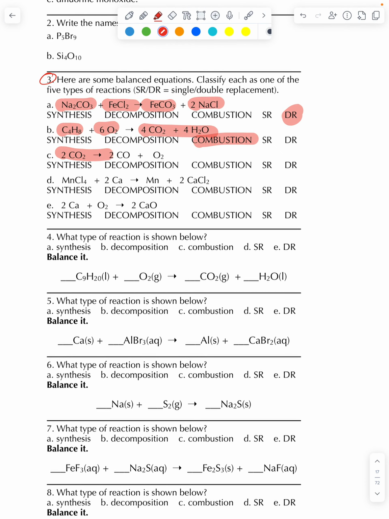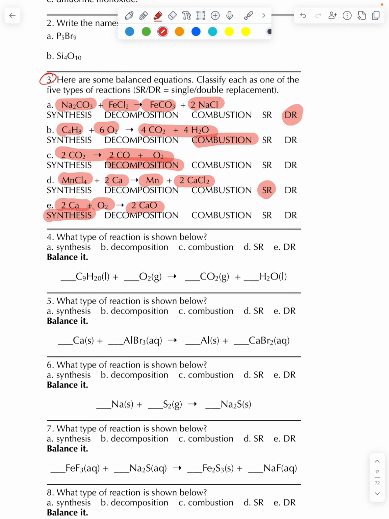This involves a single chemical going to 2 or more, so it's fragmenting. That's your decomposition. This involves a compound plus an element, forming an element plus a compound. That's your single replacement. And this is 2 ways we can classify that. The way I'll do it here is I'm taking 2 things and making 1 thing out of it.